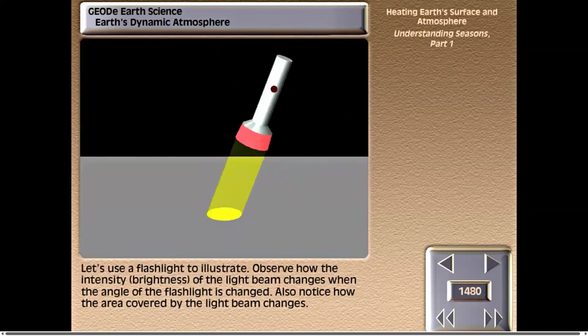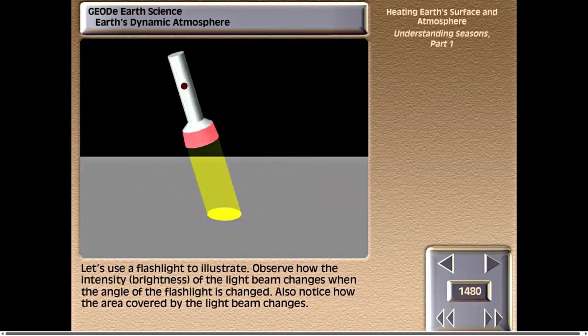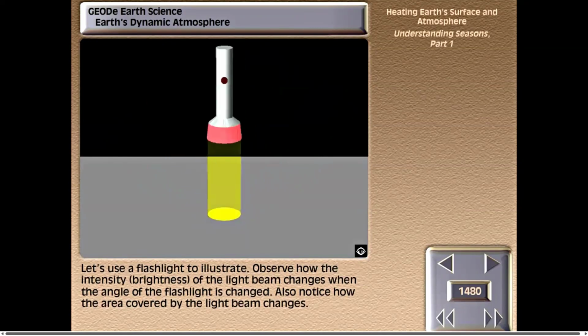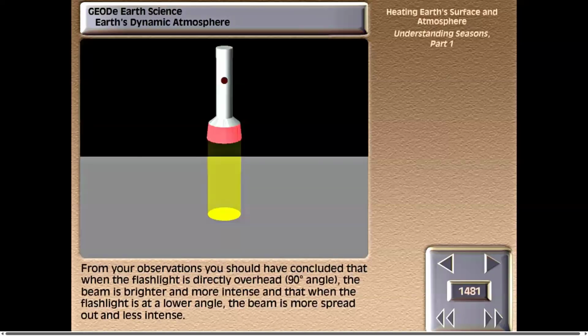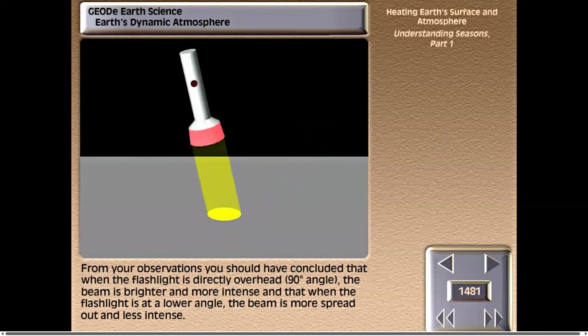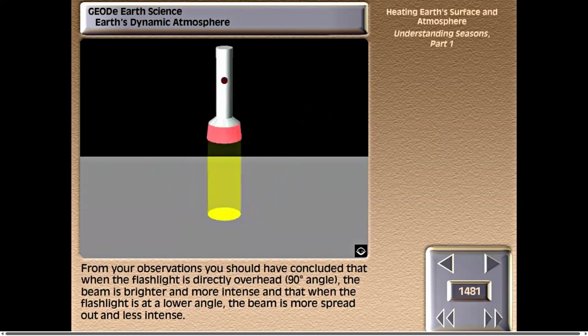Let's use a flashlight to illustrate. Observe how the intensity of the light beam changes when the angle of the flashlight is changed. Also, notice how the area covered by the light beam changes. From your observations, you should have concluded that when the flashlight is directly overhead, the beam is brighter and more intense, and that when the flashlight is at a lower angle, the beam is more spread out and less intense.